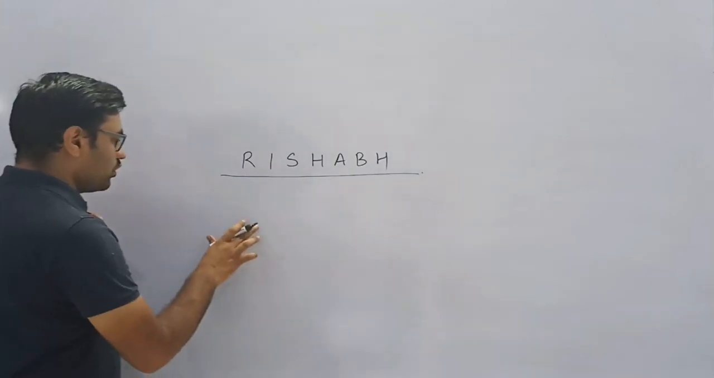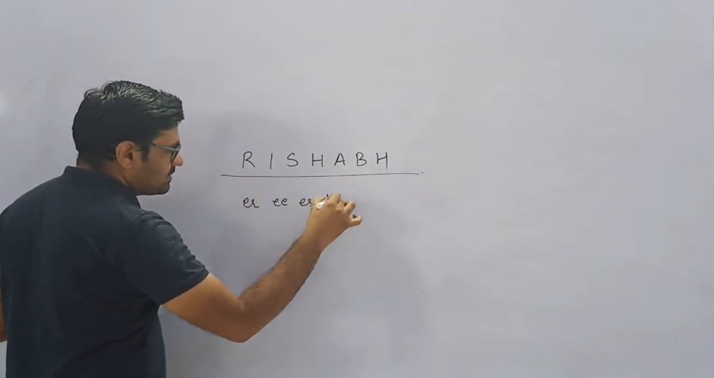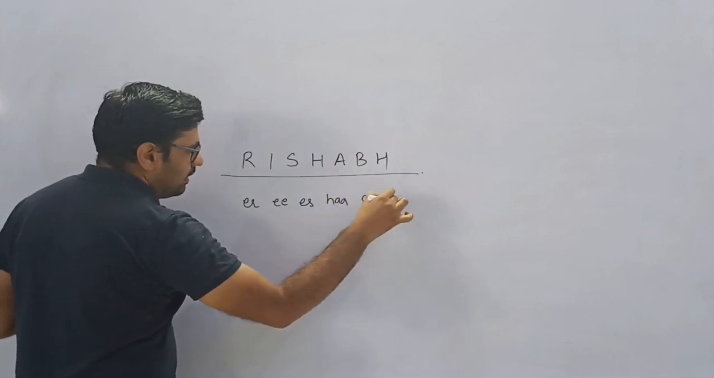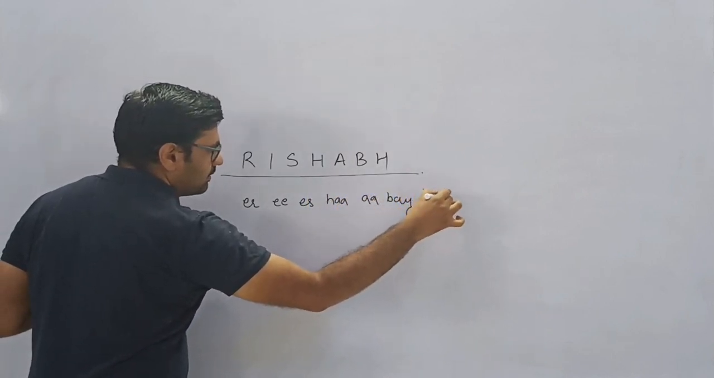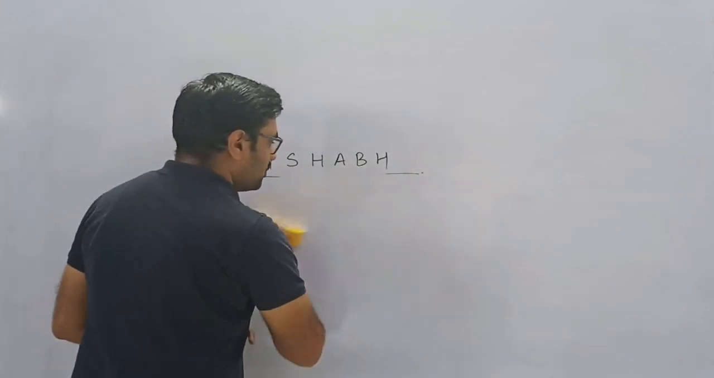in German language. So what we'll be saying is R-E-S-H-A-B-H. This is my spelling in German language. It will not be R-I-S-H-A-B-H, it will be R-E-S-H-A-B-H. Done? Now, let us see some more things.